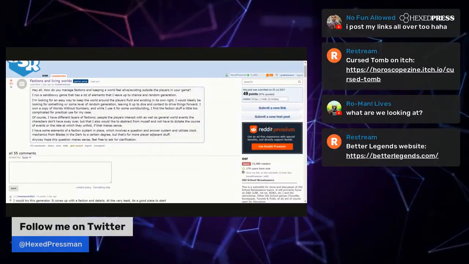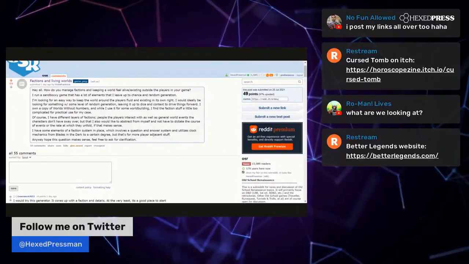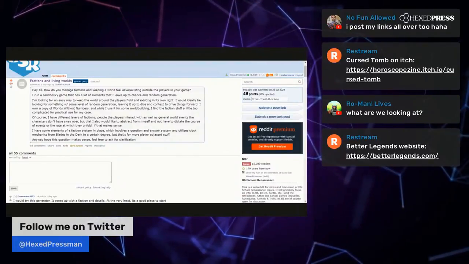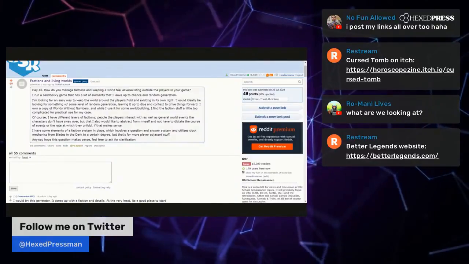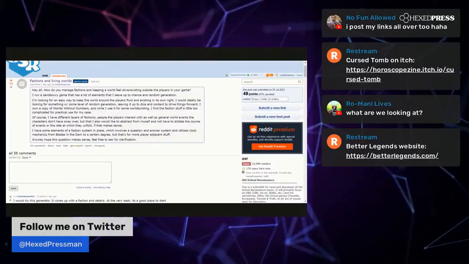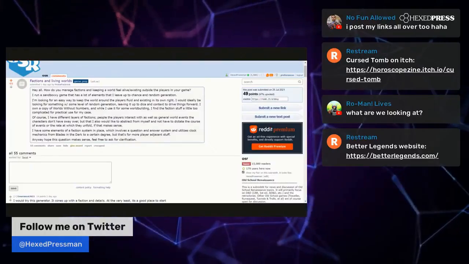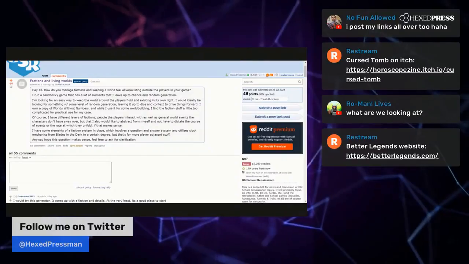Factions, living worlds. Hey all, how do you manage factions and keeping a world feel alive and existing outside the players in your game? I run a sandboxy game that has lots of elements that I leave up to chance and random generation. I'm looking for an easy way to keep the world around the players fluid and existing in its own right. I would ideally be looking for something with some level of random generation, leaving it up to dice and context to drive things forward.